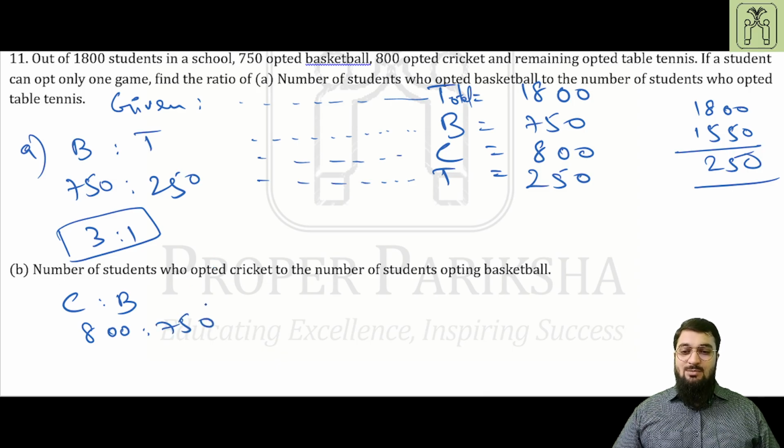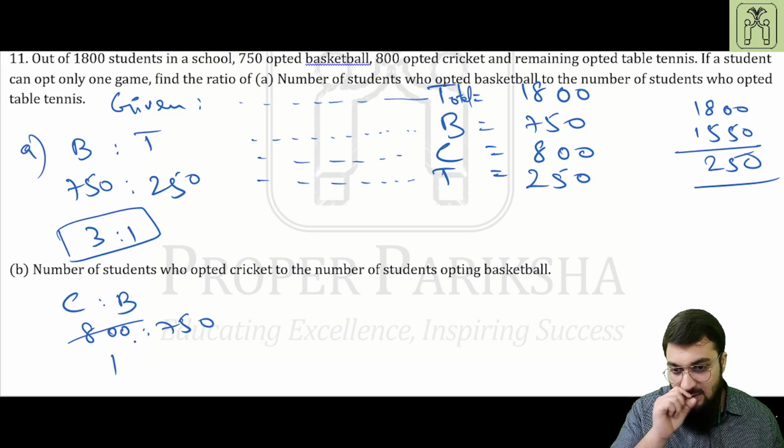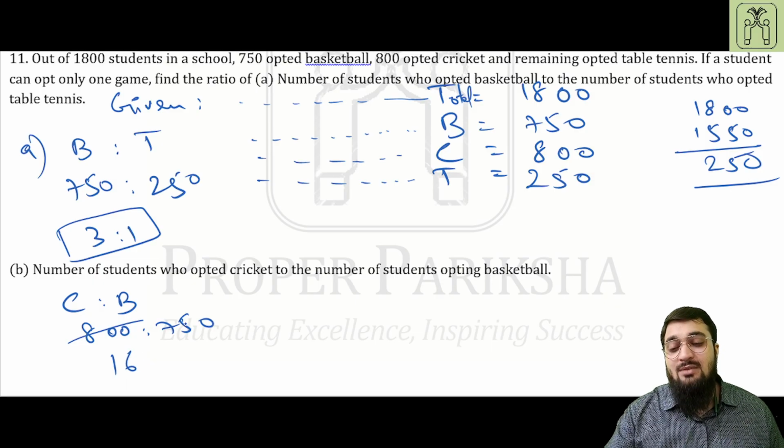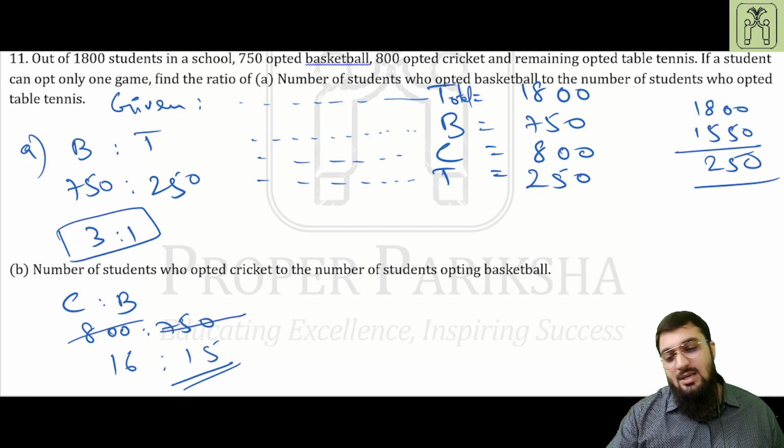So it will be divisible by 50, and that will give us 800. 1 times 50 and that will be 300, 300 and that will be 6 times, and then we will have 50. So 1 times 50 and then we will have 250, that will be 5 times, so that will be 16 is to 15.